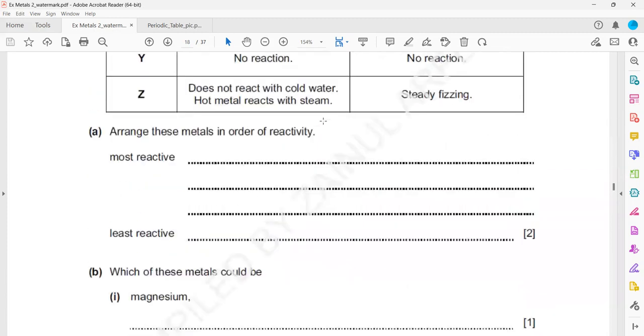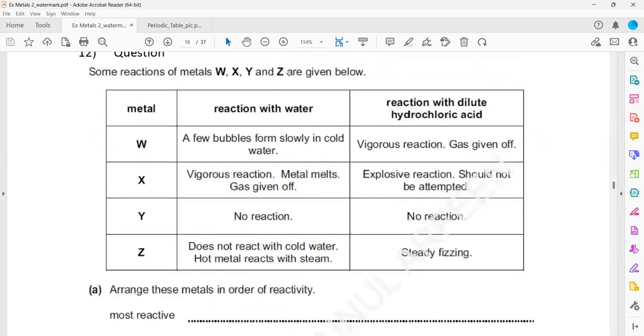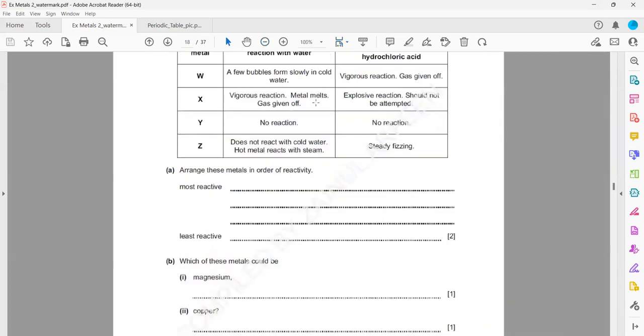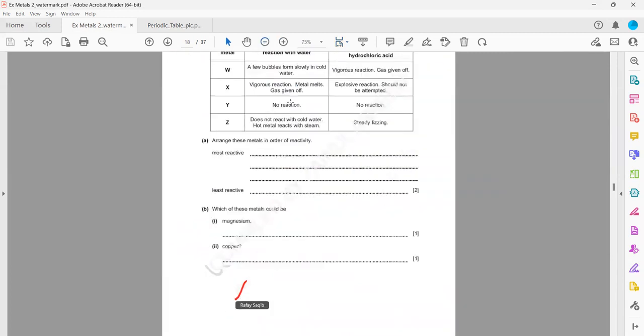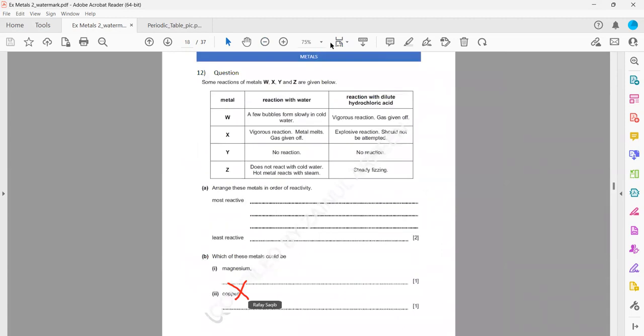Which metal could be magnesium? We have different metals, which you can think could be magnesium and which is copper. Just a minute, I will zoom out so you can use screen annotation. Now, which one do you think is magnesium? The correct answer is that magnesium is actually W and copper is Y.